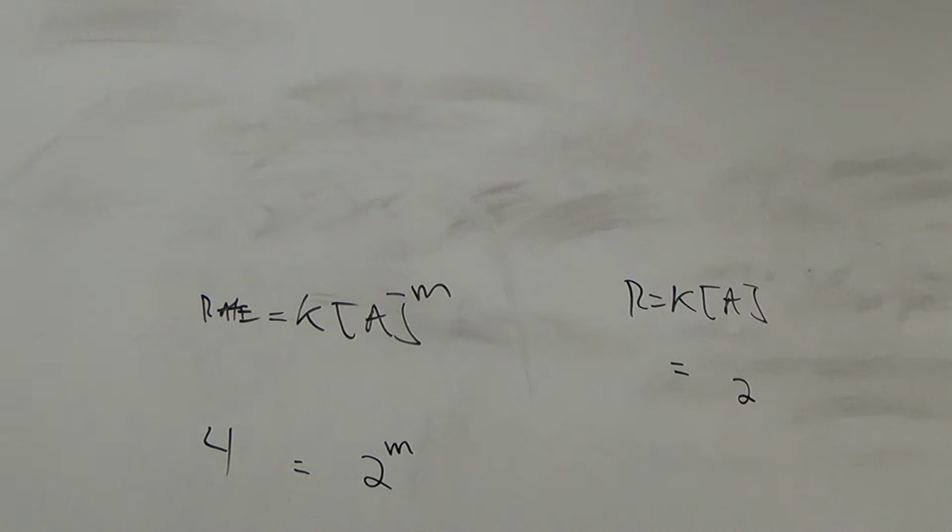So write this down on your paper. If I triple the concentration and the rate increases by a factor of 27, what's the order? Don't say it. I want you to write it down.